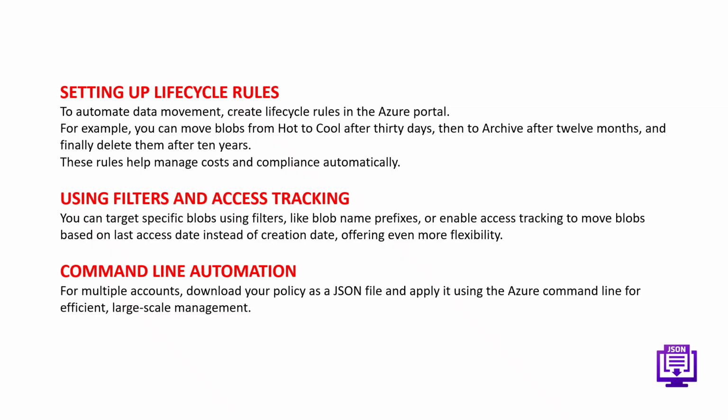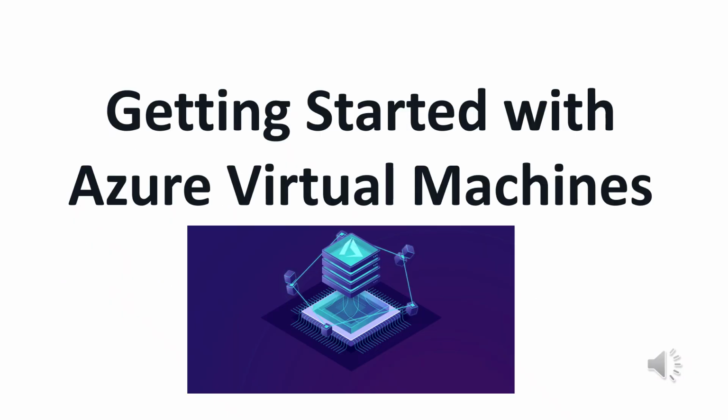Using filters and access tracking. You can target specific blobs using filters like blob name prefixes, or enable access tracking to move blobs based on last access date instead of creation date, offering even more flexibility. Command line automation. For multiple accounts, download your policy as a JSON file and apply it using the Azure command line for efficient, large-scale management.